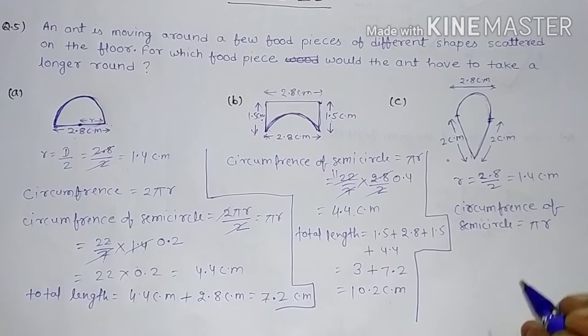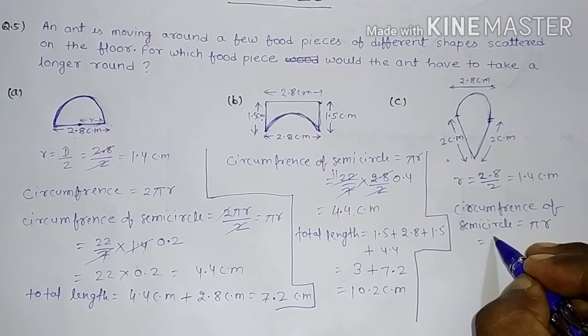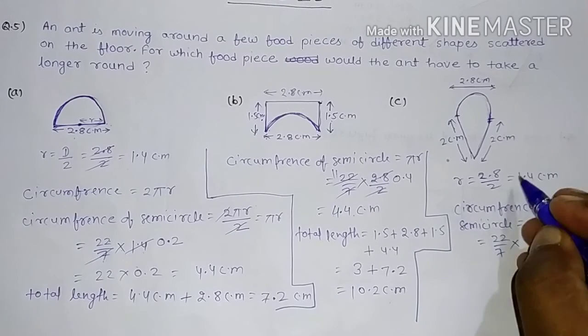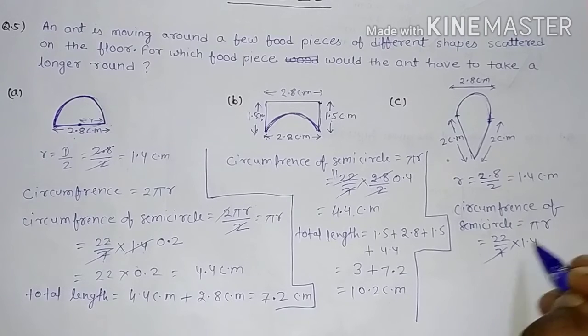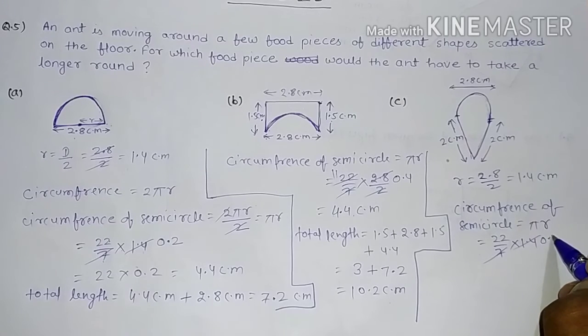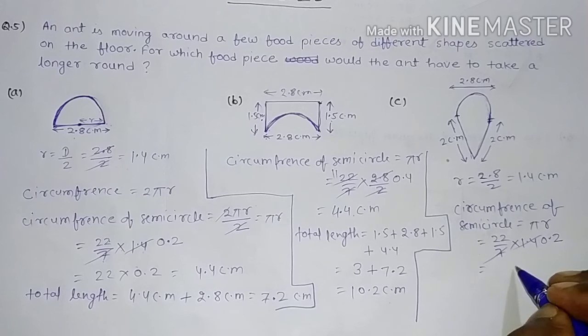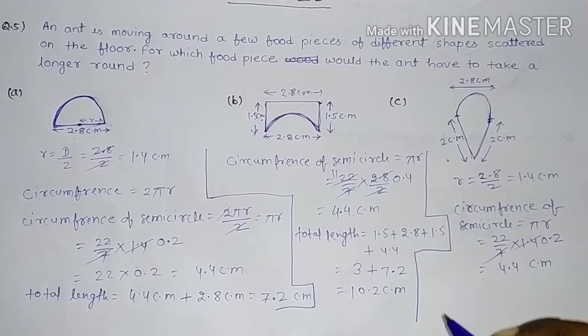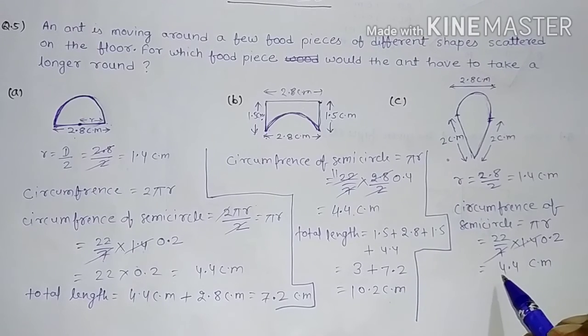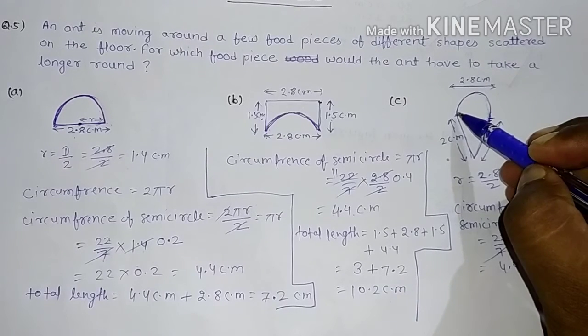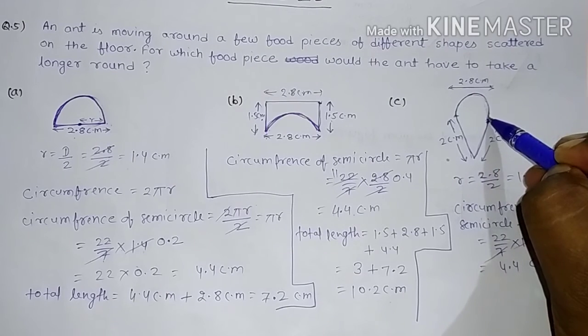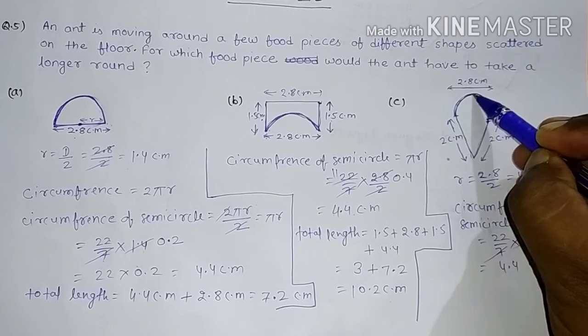Pi r. That is pi, that means 22/7, and r is 1.4. The 7 will cancel out. 7 2s are 14, that is 0.2. So 22 into 0.2, it will be 2 2s are 4, 2 2s are 4. 4.4 centimeter. 4.4 centimeter is the circumference of the half circle. So this length is 4.4 centimeter.